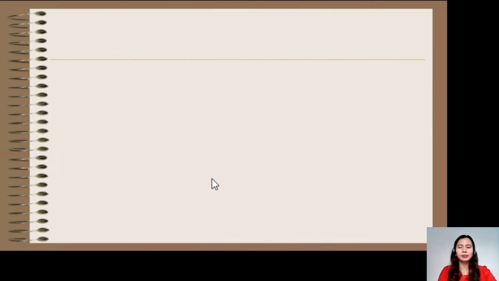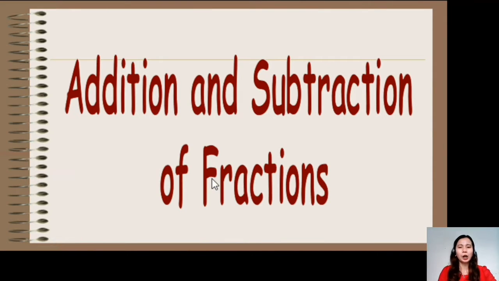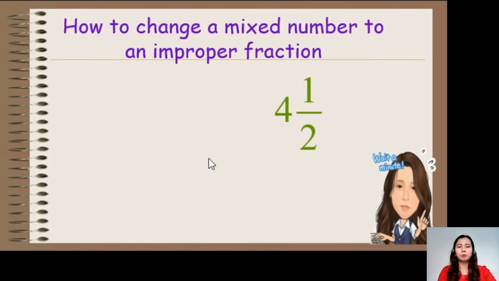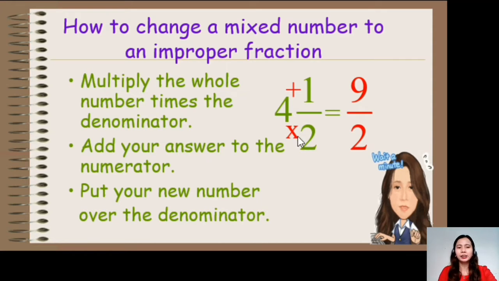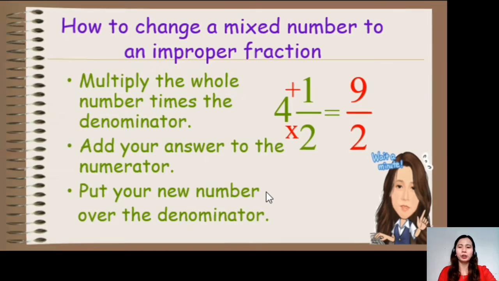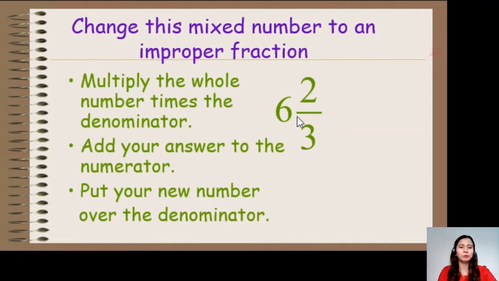But before that, you should remember how to change a mixed fraction into an improper fraction. Multiply the whole number and the denominator. 4 times 2 is 8, plus 1, that is 9. Then copy the denominator. Let's have another example. 6 times 3 is 18, plus 2, that is 20. Then copy the denominator. So 6 and 2/3 is equal to 20 over 3.